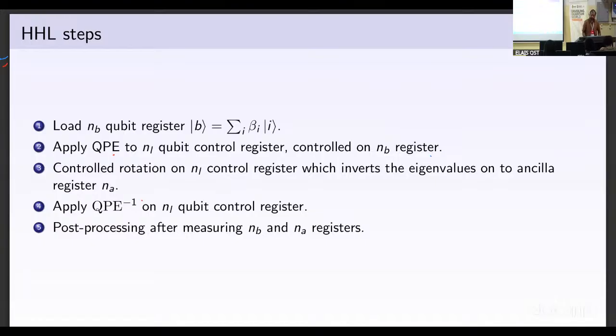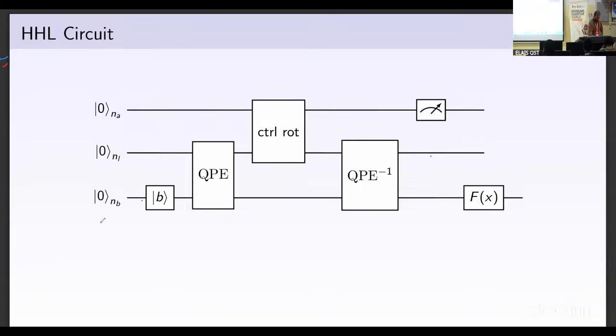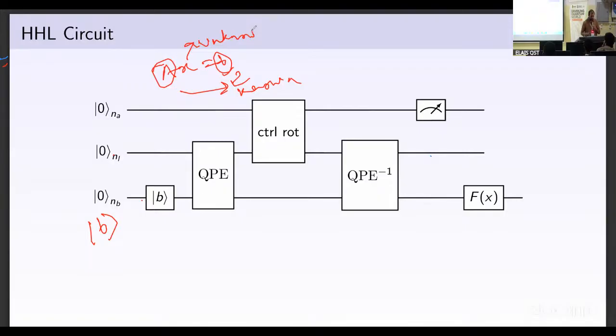So this is the general structure of an HHL circuit. We have this is our vector B. This is known. We already know this. So in the equation AX equal to B, we know A and B. These two are known already. We just need X.